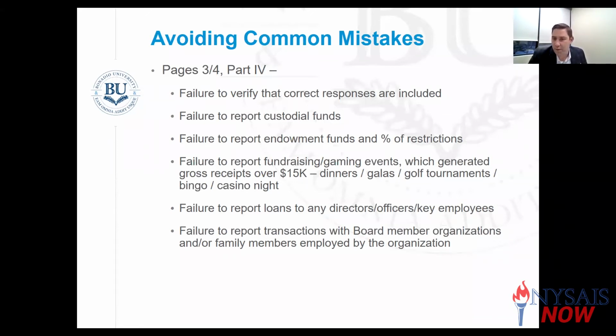Any type of transaction with board member organizations, or family members employed by the organization, not so much. Tuition, however, if a board member had any type of loans or major contributions, they would probably be showing up on Schedule B as well. So working with your development department is key.